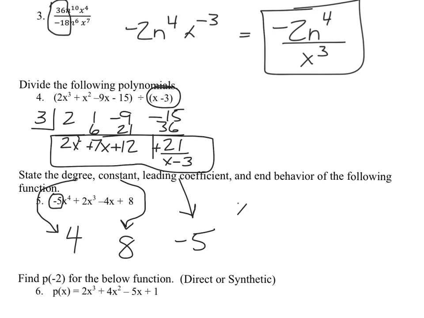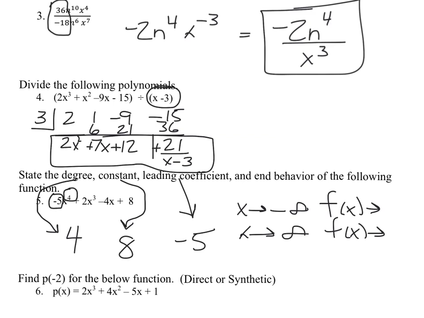And behavior, we would say, as x approaches negative infinity, which means what is it doing when it goes to the left? And as x approaches positive infinity, what is it doing when it gets to the right? The general shape of this graph, since it is even degree and the leading coefficient's negative, would be like this. So both left and right side would be approaching negative infinity.